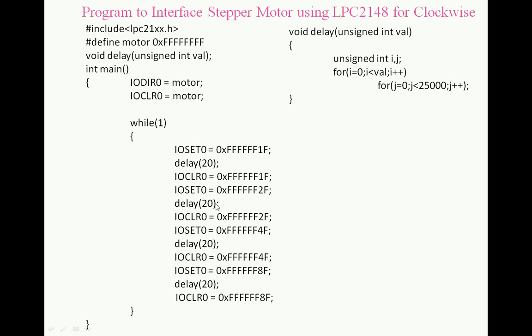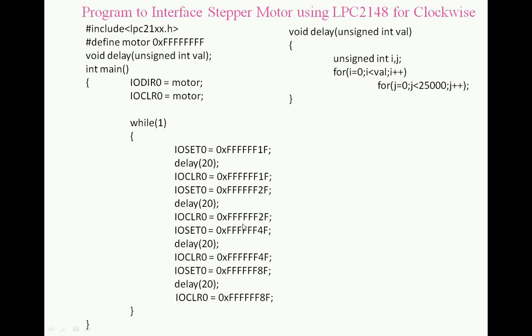After some time delay we are deactivating the B winding, and then we are activating the C winding. C winding is connected to the port 0 seventh pin. Seventh pin means 0 1 0 0. 0 1 0 0 means 4 here, right? And after some time delay we are deactivating the C winding, and then we are activating the D winding again. After some time delay we are deactivating the D.